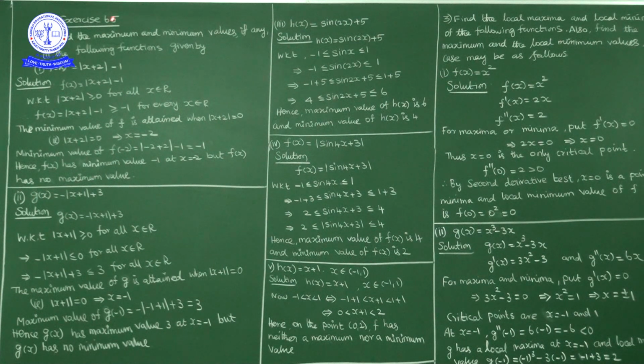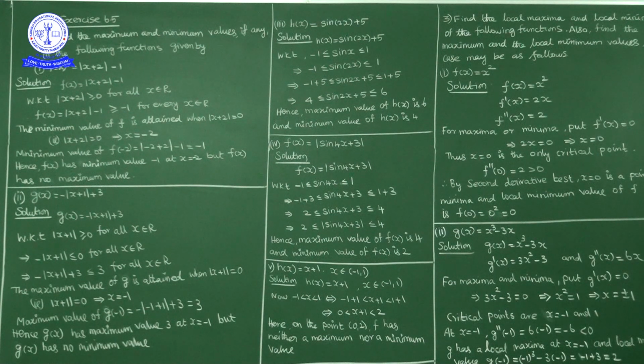Exercise 6.5, question number 2. Find the maximum and minimum values, if any, of the following functions. Now we have to give the minimum value and maximum value of the function if they exist. First question: f of x equal to mod x plus 2 minus 1. What is the minimum value of this function? What is the maximum, if it exists?